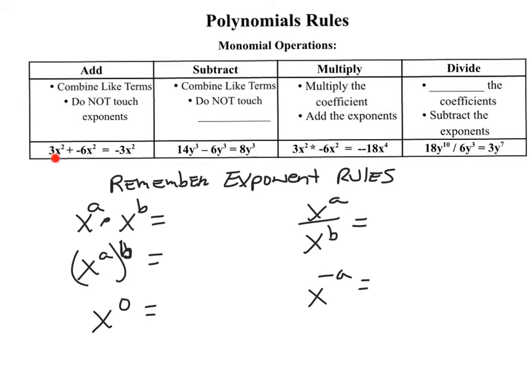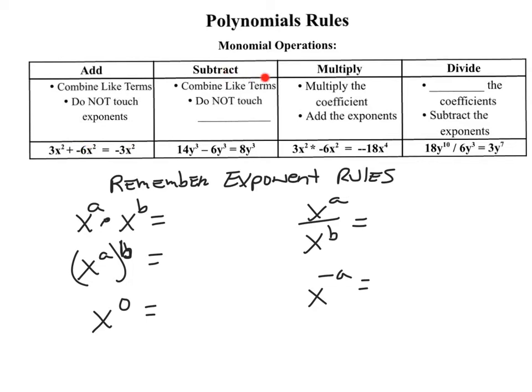So I've got 3x squared plus a negative 6x squared. Notice they are both x squared terms. Same variable, same exponent, so we can combine them. 3 of them minus 6 of them. You take the coefficients and add them. You get negative 3 of them. Never touch the x squared. Keep it the same. It's like 3 apples minus 6 apples is negative 3 apples, okay?